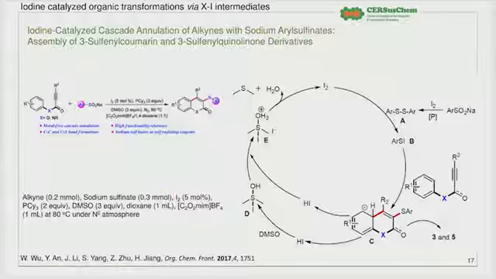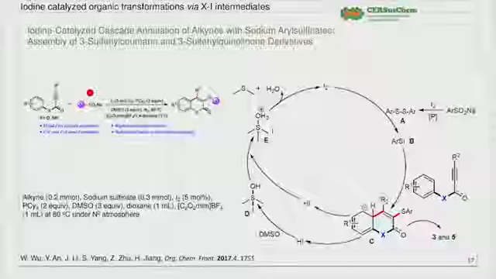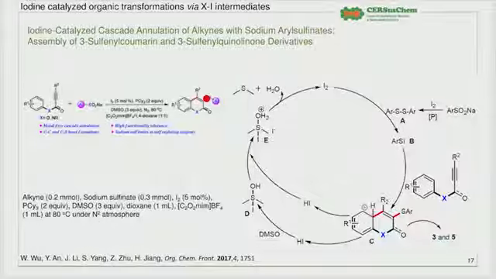Another article on this topic has the title "Iodine-Catalyzed Cascade Annulation of Alkynes with Sodium Aryl Sulfinates: Assembly of 3-sulfenylcoumarins and 3-sulfenylphenalenone derivatives." So in this work, Zheng and collaborators used alkynes and sodium sulfinates to result in the cyclized product and sulfenylation of these products.